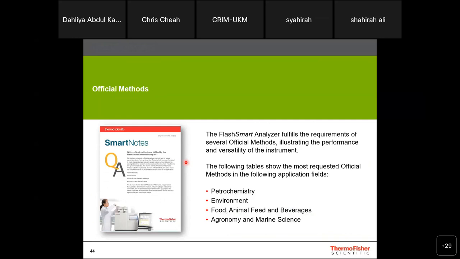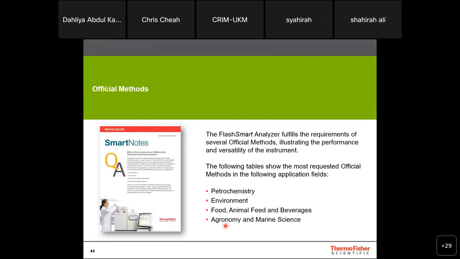So I mentioned about official methods earlier. If you have more time, then you can just read through this. These are some common generic official methods that the industry is using, mainly in petrochemistry, environmental, and agronomy, which is a terminology for agriculture study. In Malaysia, we are dealing a lot with agriculture.